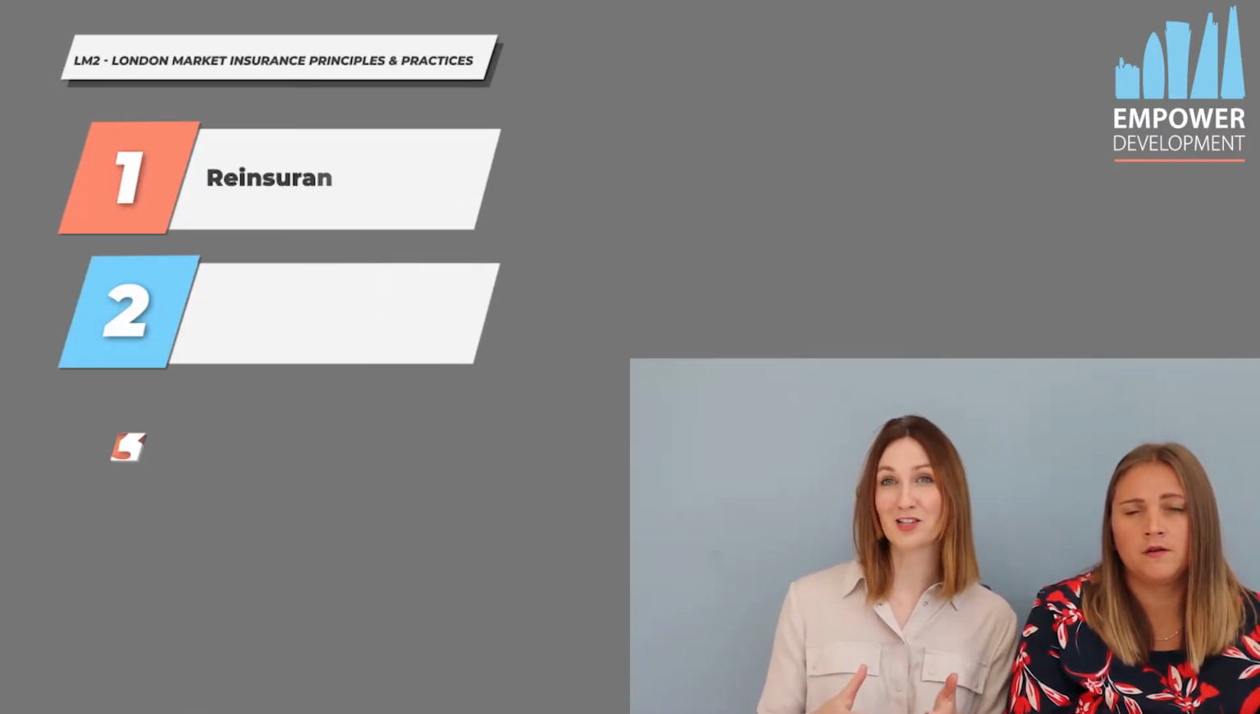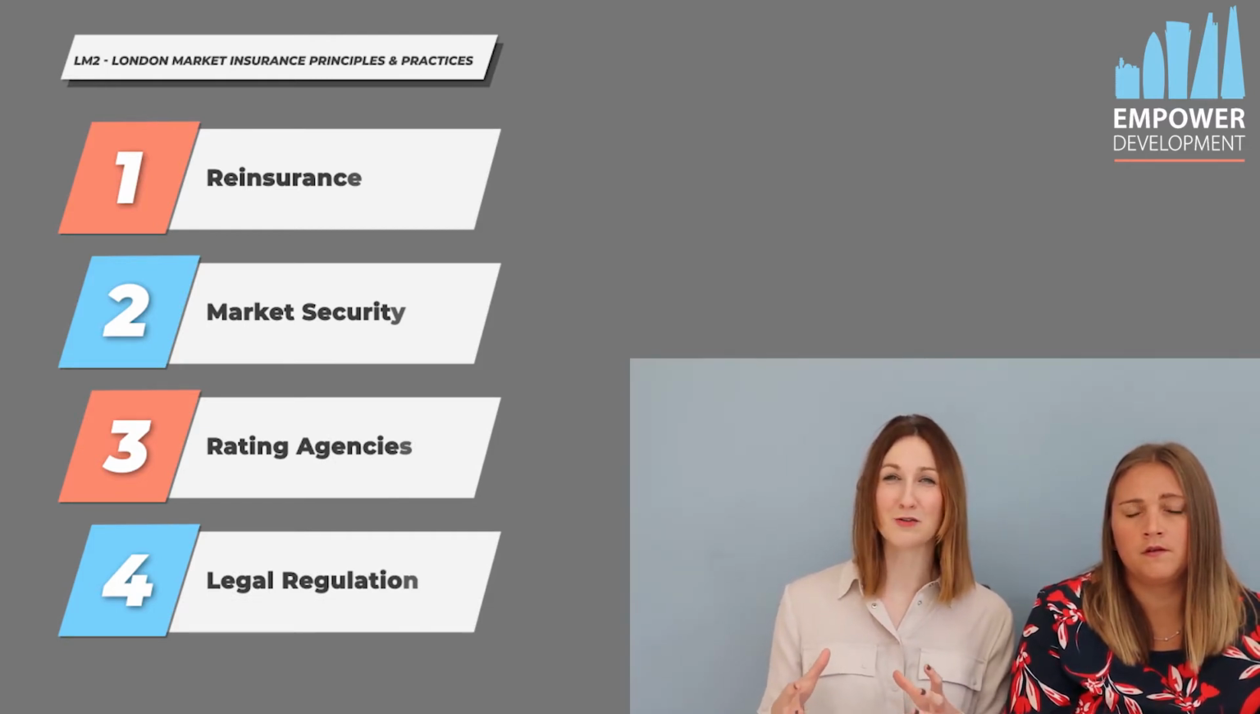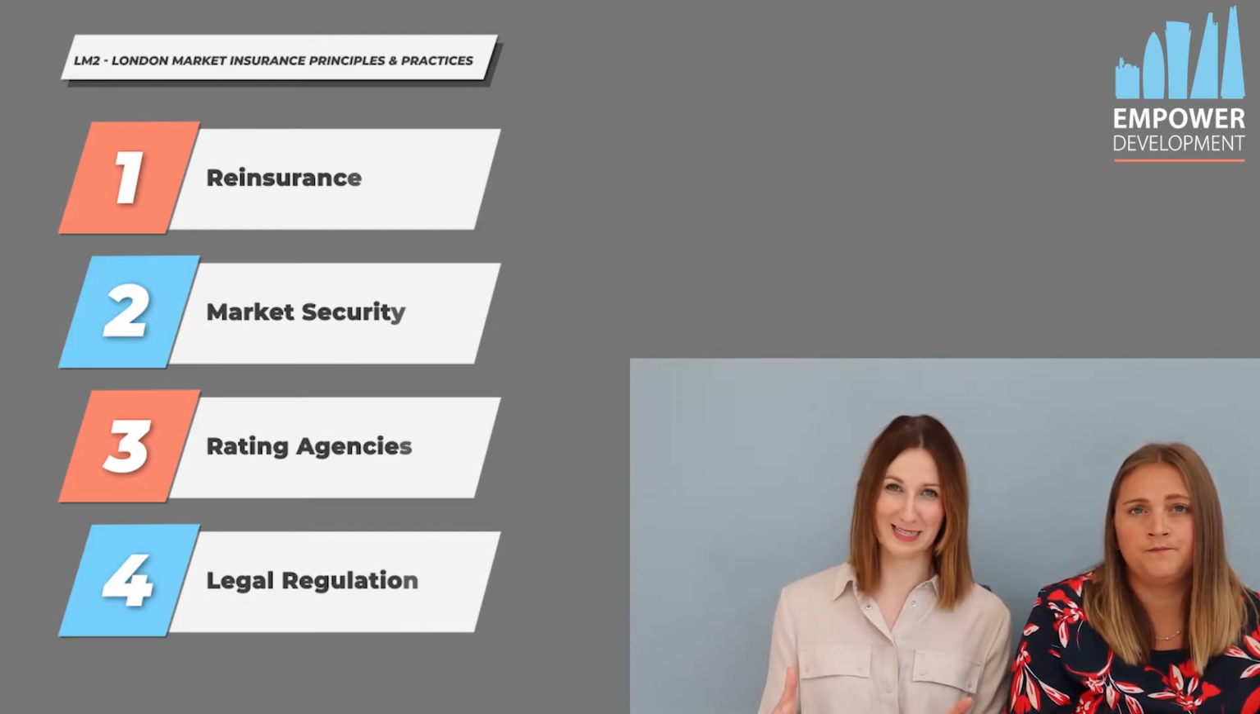The first chapter really does look at some key parts of LM1, so it recaps on the subscription market and then the structure of the London market, so you'll be familiar with that. Then it goes on to talk about the risks written in the underwriting world in the London market, and this is very similar to chapter 3 in LM1, so it does go over some areas again, but in a lot more detail. There's then a bigger part about reinsurance. We also look at market security and rating agencies, and then a tiny bit of legal and regulatory bits, but not as much as LM1, you'll be pleased to know.